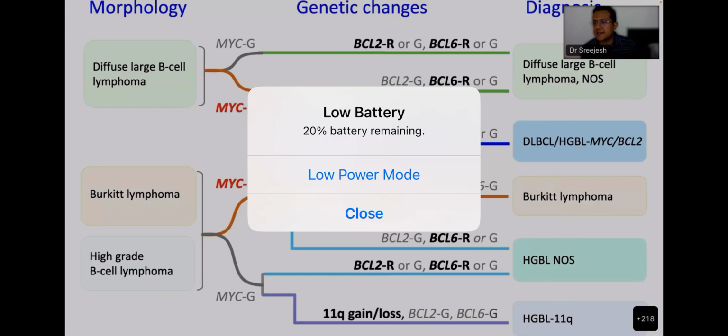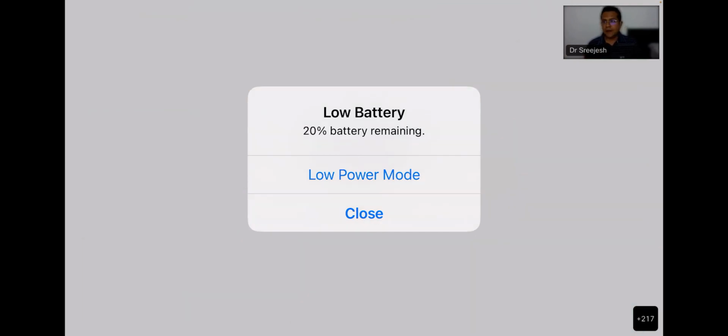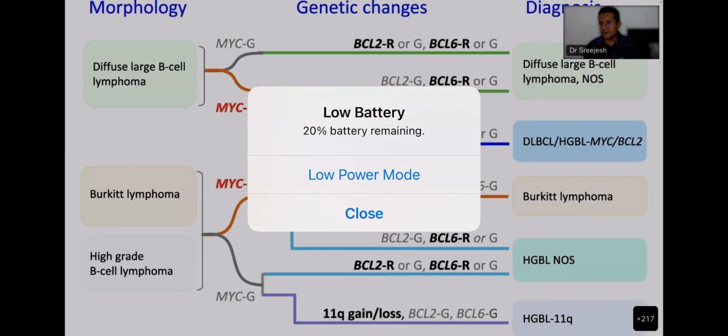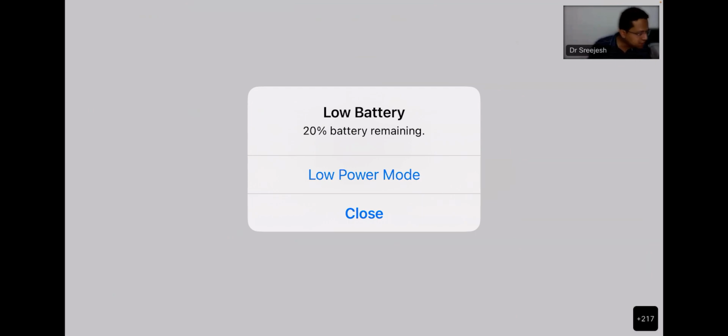Now, those who are interested, you should read how to distinguish. If the TdT is positive, there are some new entities which are coming. If TdT is positive and MYC rearrangement is there, people are saying it's a different entity. And of course, it can be seen in multiple myeloma as well. So plasmablastic lymphomas can show MYC rearrangement. So just remember that. Okay, fine. So MYC rearrangement is not just exclusive for Burkitt lymphoma.